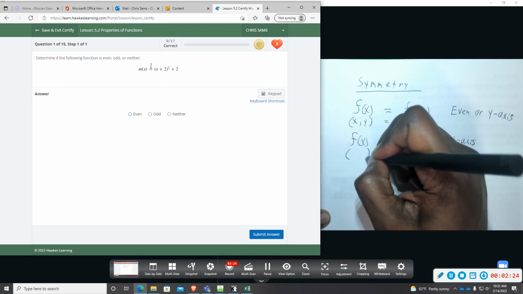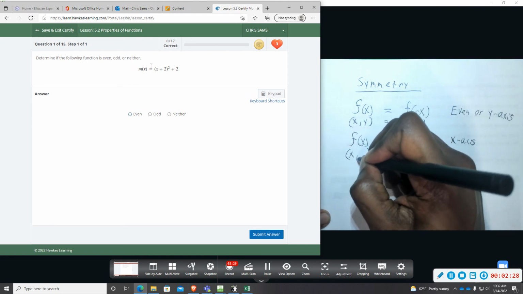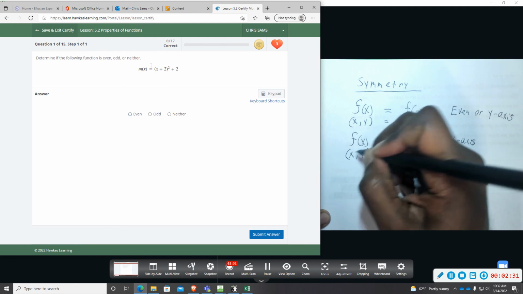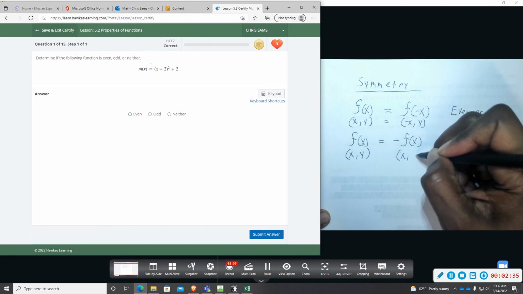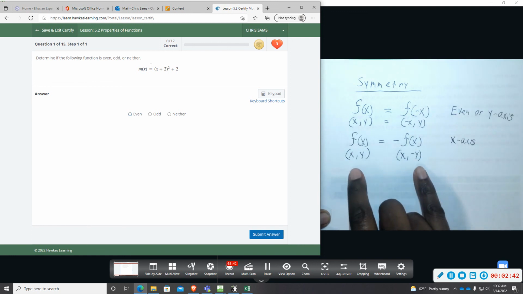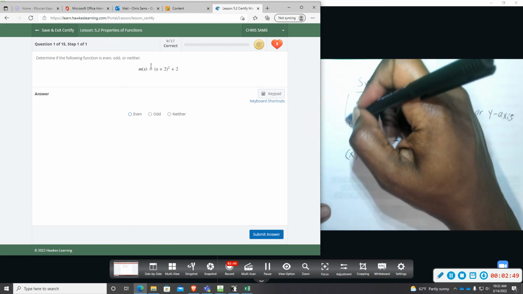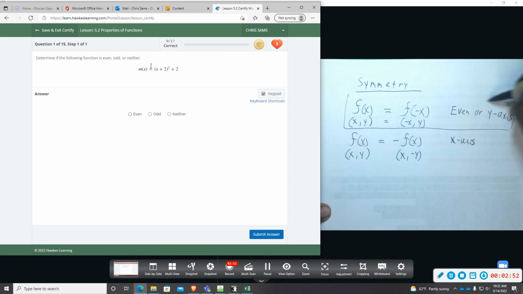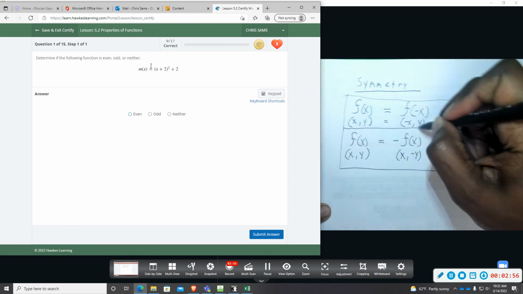With ordered pairs, what that means is we would change the sign of the y value this time. So you have some ordered pair x, y, and then if you change the y value only and it matches, then we say it has x-axis symmetry. So here's one scenario. Here's a second scenario, and then there's one more.